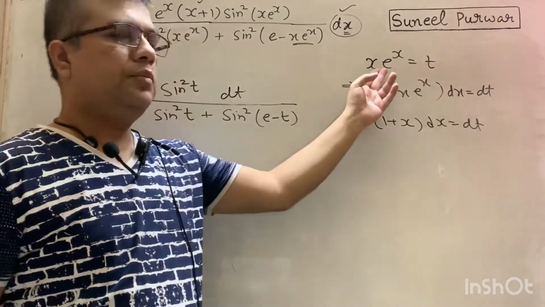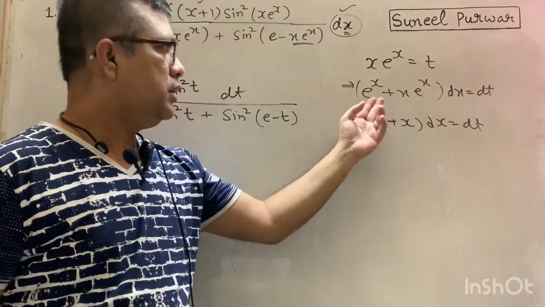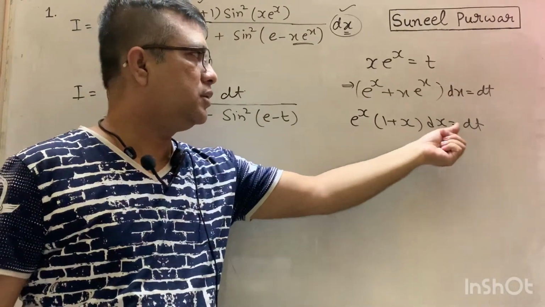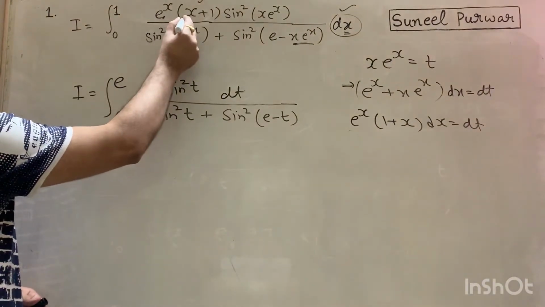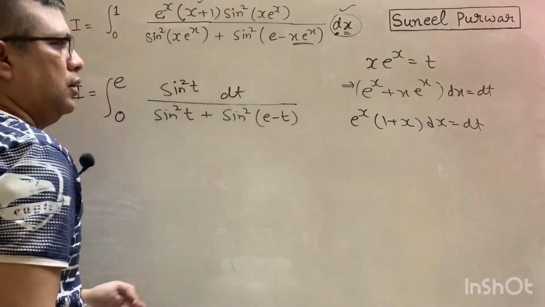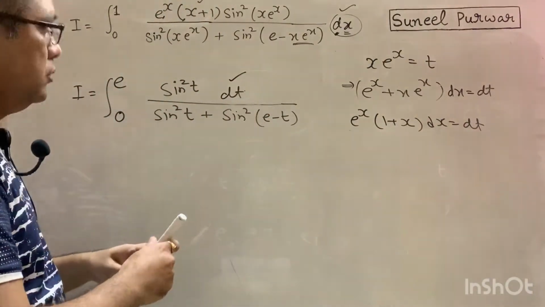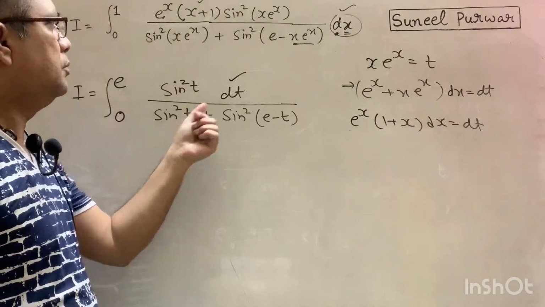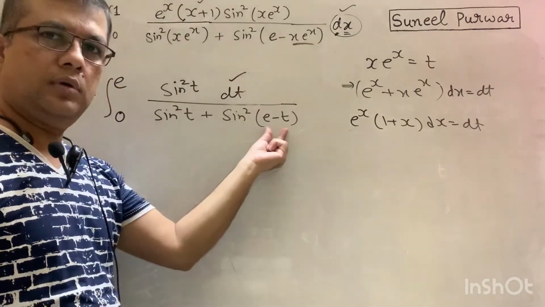Now if you differentiate both sides with respect to t, you get this thing. That means if you take e^x common, e^x (1 + x) dx is dt. So these three quantities, e^x, (x + 1) which is in the bracket, and this dx will become equal to what? dt. Done. Now this will become sin² t. Done. And this will become sin² of (e − t), right?